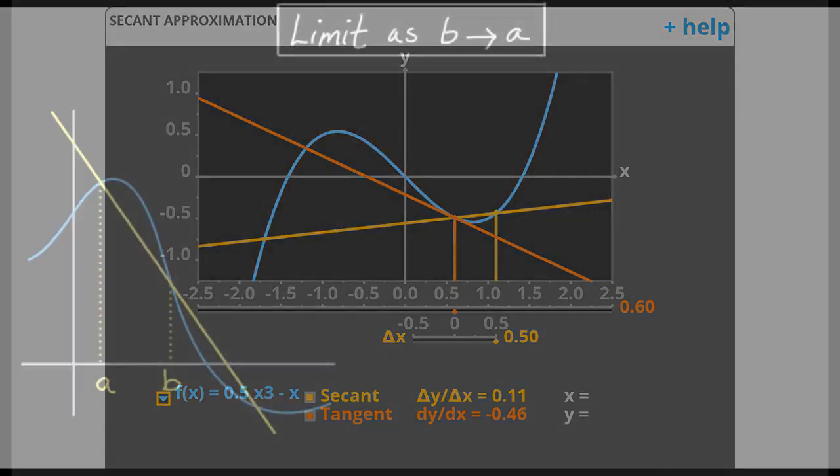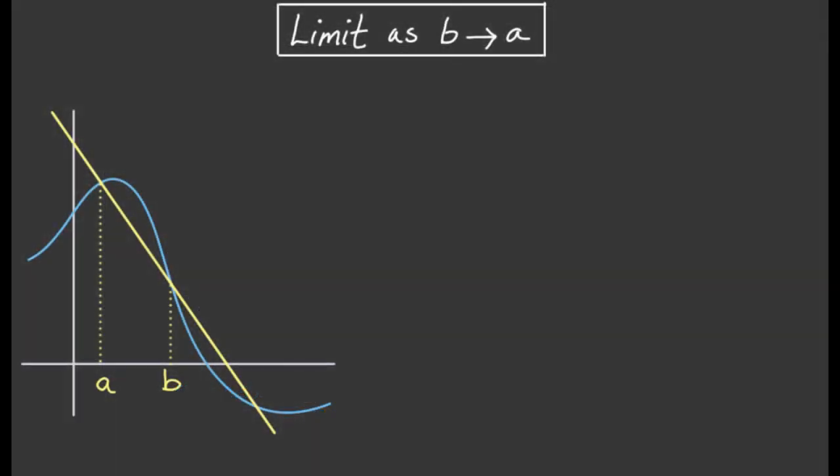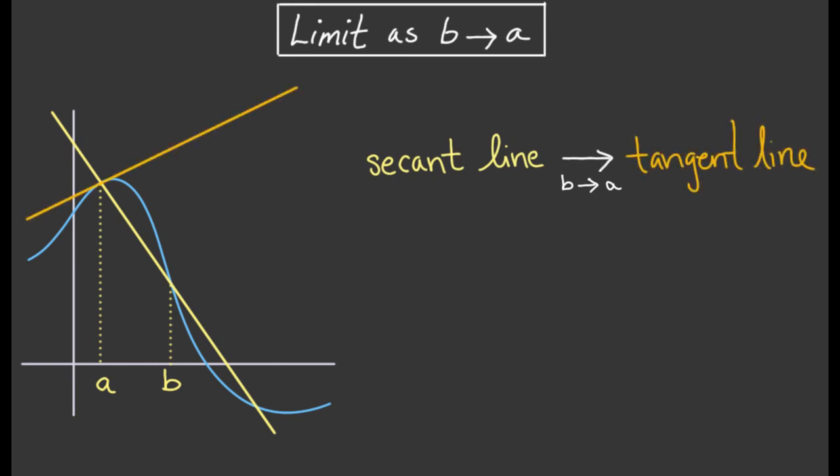Let's go ahead and recap what we've just seen. We saw that in the limit as b approaches a, the secant line approaches the tangent line. So in particular, the slope of the secant line as b approaches a becomes the slope of the tangent line.